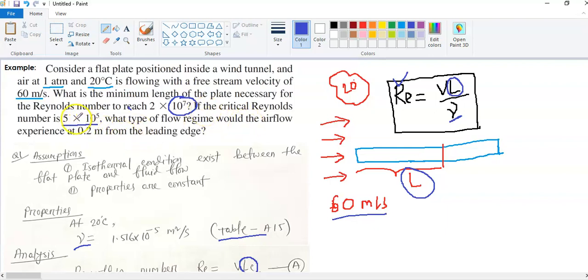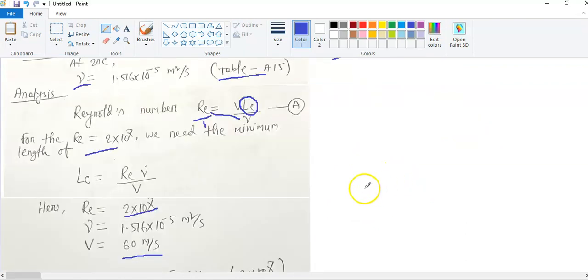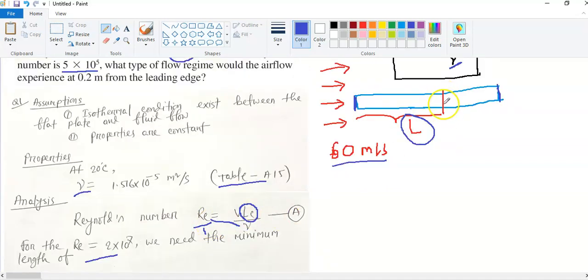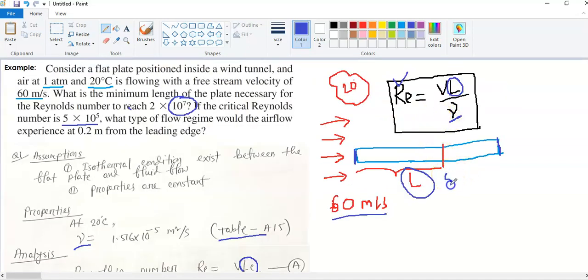So the question is, if the critical Reynolds number is this, what type of flow regime would the airflow experience at 0.2 meter from the leading edge? If you can remember, guys, I've already told you this is the leading edge, and this is the trailing edge. We just calculated this distance is 5.053, where the Reynolds number is 2 times 10 to the power 7. Now it is the distance from the leading edge.